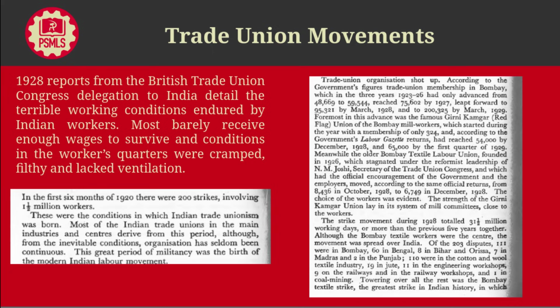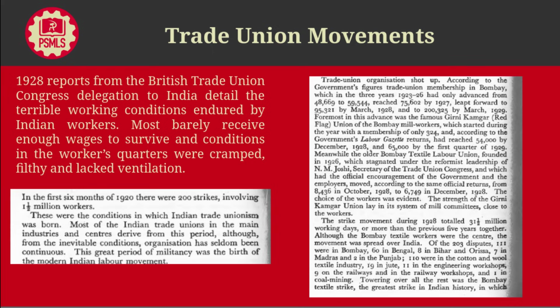The strike movement during 1928 totaled 31.5 million working days, or more than the previous 5 years together. Although the Bombay textile workers were the center, the movement was spread over India. Of the 203 disputes, 111 were in Bombay, 60 were in Bengal, 8 in Bihar and Orissa, and 7 in Madras, and 2 in the Punjab. 110 were in the cotton and wool textile industry, 19 in jute, 11 in the engineering workshops, and 9 on the railways and in the railway workshops, and 1 in coal mining.